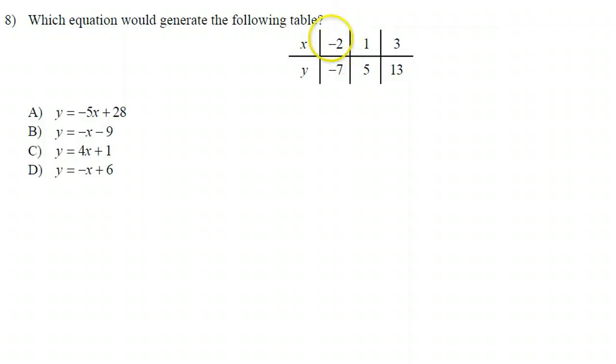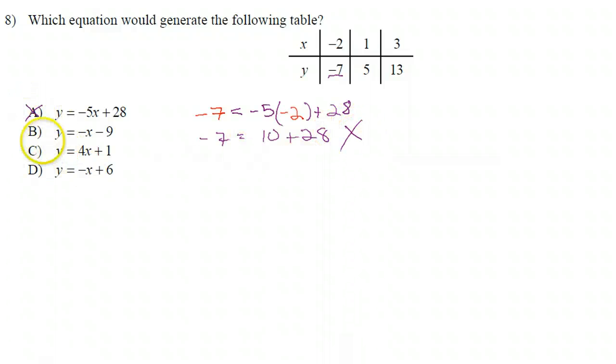I'm going to substitute -2 for x and -7 for y. So let's start off with here. So I have y, which we're going to use as -7. So -7 is equal to -5 times x, and now I'm going to choose my x right here as -2. So -2 plus 28. And by doing that, let's see what happens. If I solve this out, I get -7 is equal to 10 plus 28, and definitely that's not true. So it's not A. Now I move on to B.